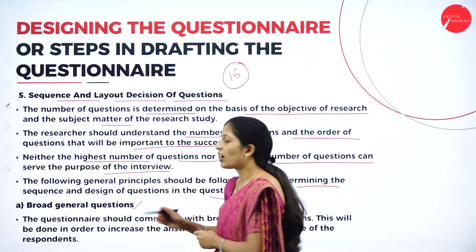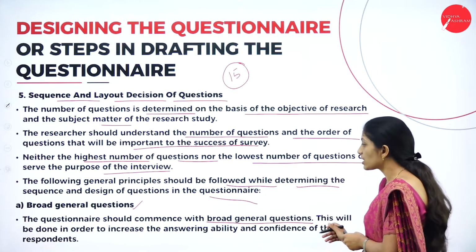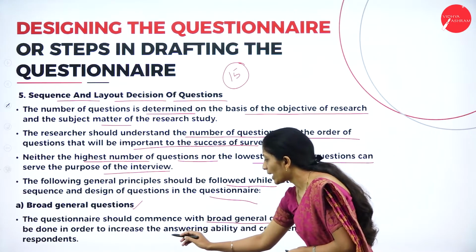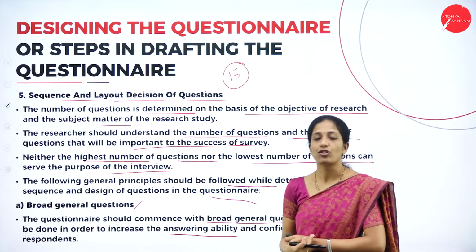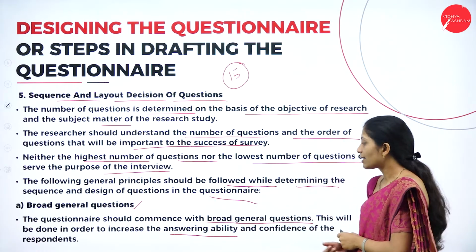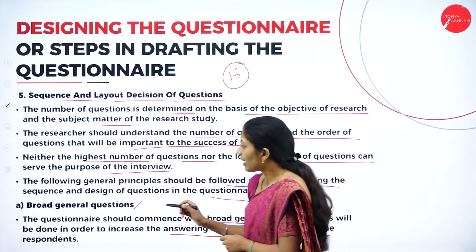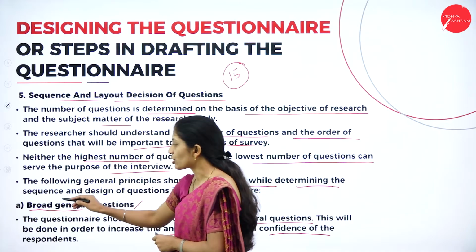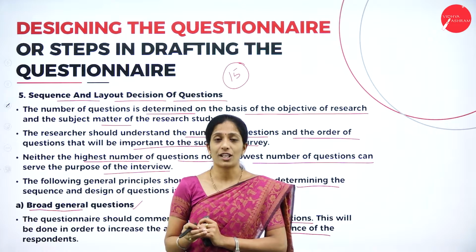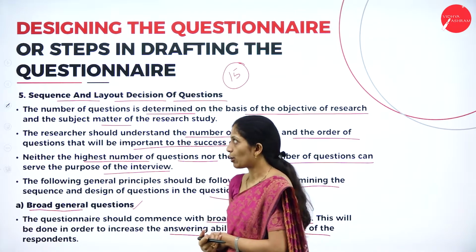So the first one is broad general questions. The questionnaire should commence with broad general questions. This is done in order to increase the answering ability. So why do the broad as well as general questions have to be given to the respondent? Because it increases the answering ability as well as the confidence of the respondents. So broad questions mean what? The questions which will fetch you more information. So such types of questions have to be framed and given to the respondent.